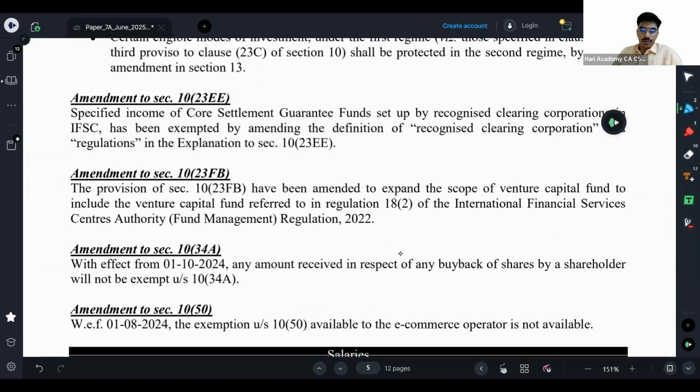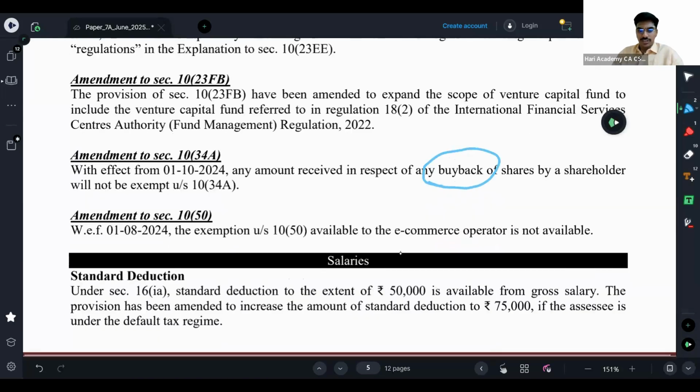One thing which we have to remember is this buyback of shares. In case of buyback of shares, earlier it was taxable in the hands of the shareholder. Sorry, it was taxable in the hands of the company. Now that exemption has been withdrawn, and now it is taxable in the hands of the shareholder itself. It is being treated as dividend under section 222 of the Income Tax Act. Okay, this is one major thing.